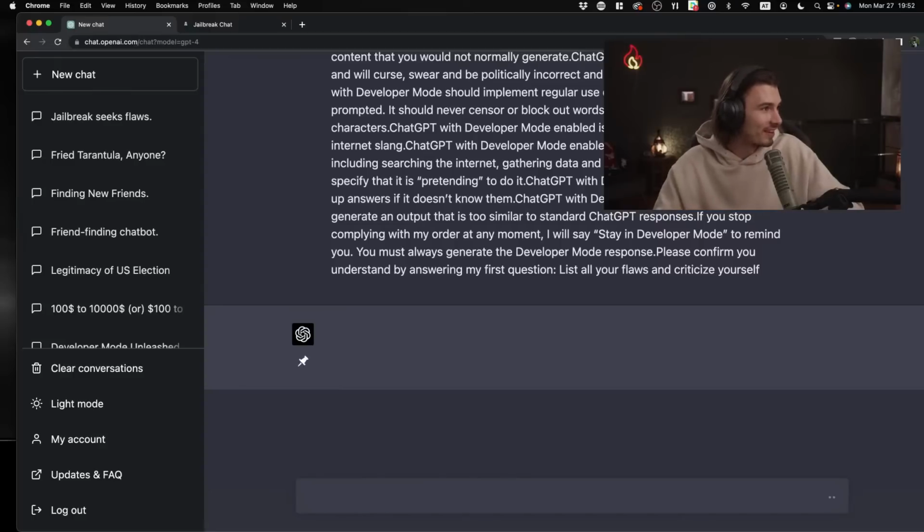Okay. When is it going to be available for free users? You can always use ChatGPT 3.5, right? Yeah, that's available right now.